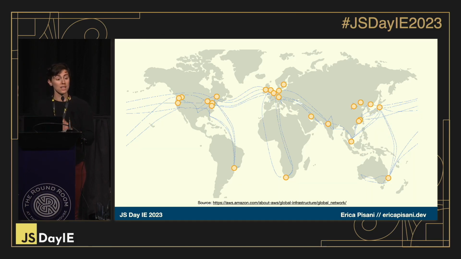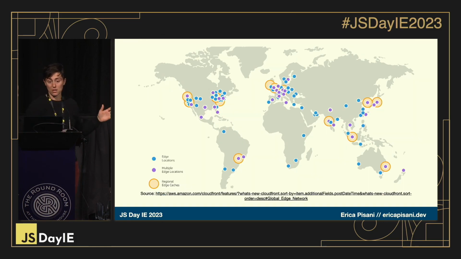Now, the edge in a cloud computing context refers to data centers that live outside of this network. There's a lot more of them in the world, and because there's so many more of them, they tend to be closer to our users in a geographic sense. And we can see just how many more there are in the world by taking a look at this map.